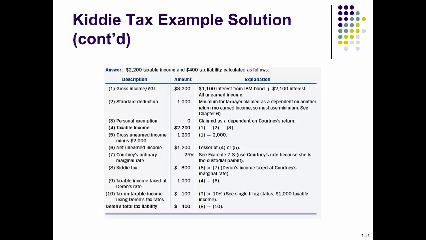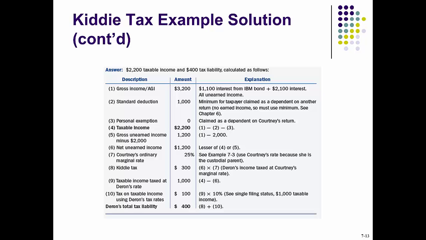And so the taxable income will be $2,200. Then gross unearned income minus $2,000: $3,200 minus $2,000 gets to $1,200. And the net unearned income of $1,200 will be the lesser of the taxable income of $2,200 or the gross unearned income minus $2,000. So we take the lesser one, $1,200.